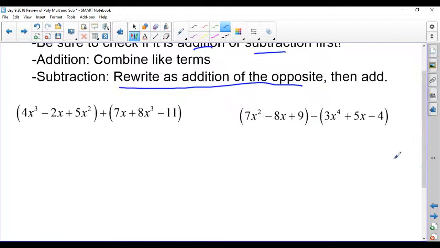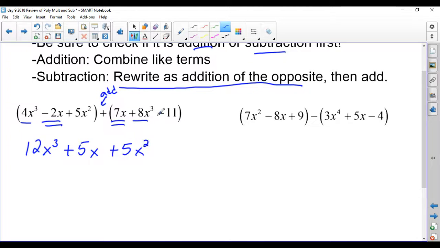and then do the addition. So here, if I go across, I have a 4x cubed. I find the like term, 8x cubed. First thing I'm adding here, 4x cubed plus 8x cubed is 12x cubed. I have minus 2x and I have plus 7x, which gives me a total of plus 5x. I have a 5x squared and no like terms to combine it with. I have minus 11 and no like terms to combine it with. So there's not many steps to show in this case, but you want to show that you've combined all the terms. If you want to write them in descending order, that's great, but you can take any order as long as the coefficients are correct.